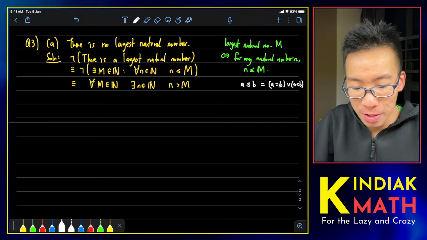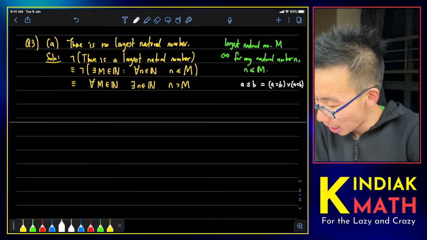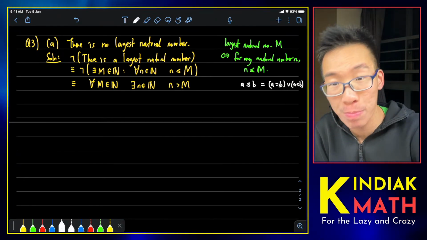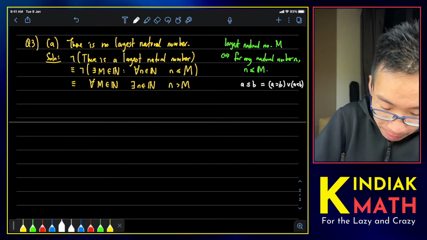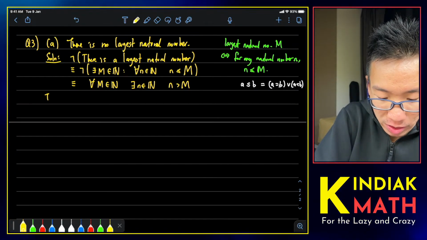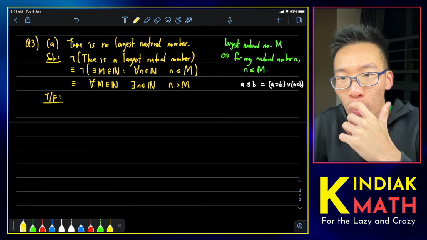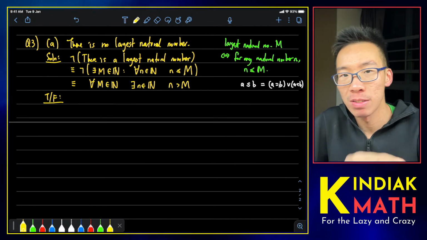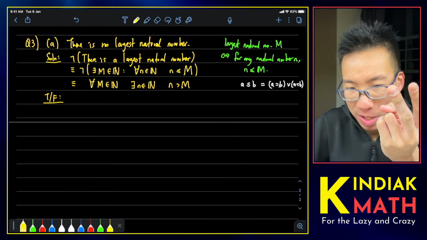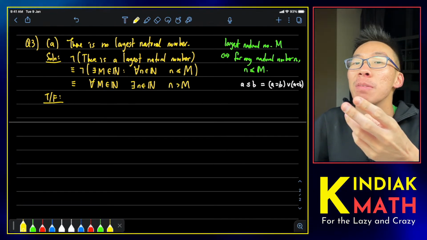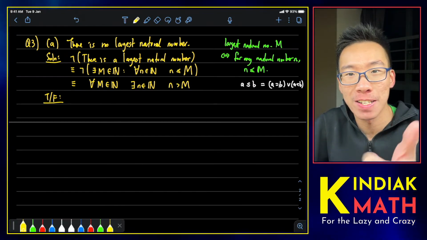So that is the question, and we are asked, well, we can try to prove this statement. Is this true or false? There is no largest natural number. Well, if we start with the number 1, what number is bigger than that? 2. And what number is bigger than that? 3. Bigger than that? 4, 5, 6, 7, 8.